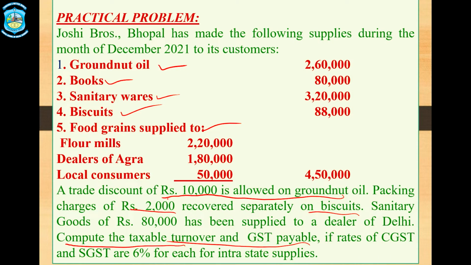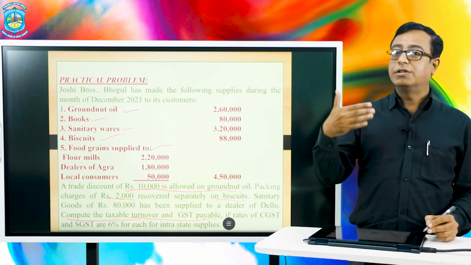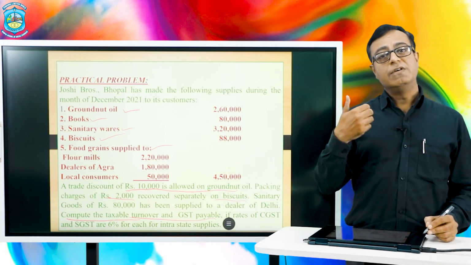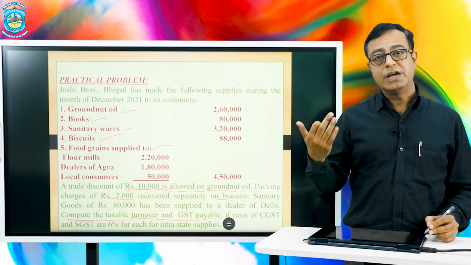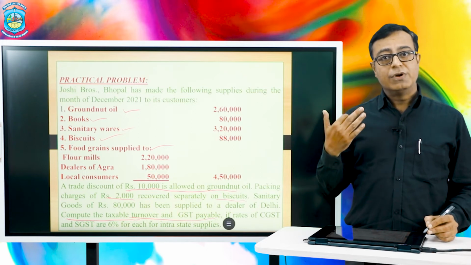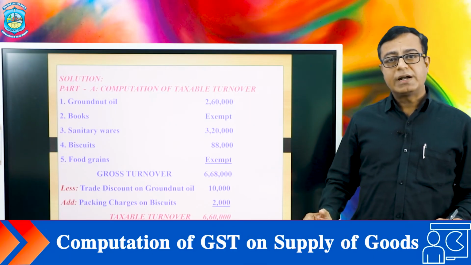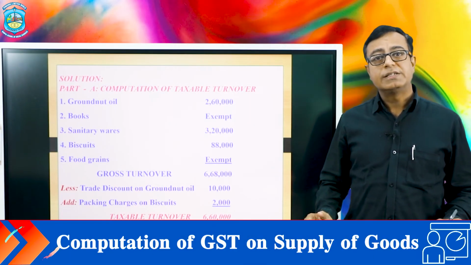Now, what is the rate of GST? That is very important. Without rate we cannot calculate the GST. It is CGST and SGST, both are 6%. So now we are going to calculate first of all taxable turnover, and after that on the basis of that taxable turnover we will start the calculation of GST. Let's start the solution of this question. First we are going to calculate GST taxable turnover. Dear friends, as part A we are going to start taxable turnover.